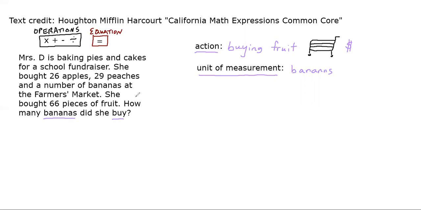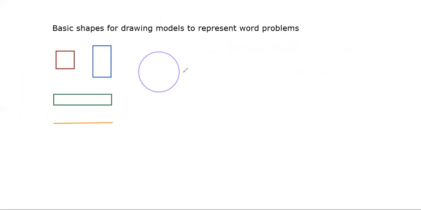If you're working at NASA, that basic shape might be blueprints of the spaceship. In elementary school, basic shapes are going to be helpful for you in solving your math problem. So let's take a look at some of the basic shapes for drawing models. We have a square, a rectangle, a bar, or a line, and we also have a circle.